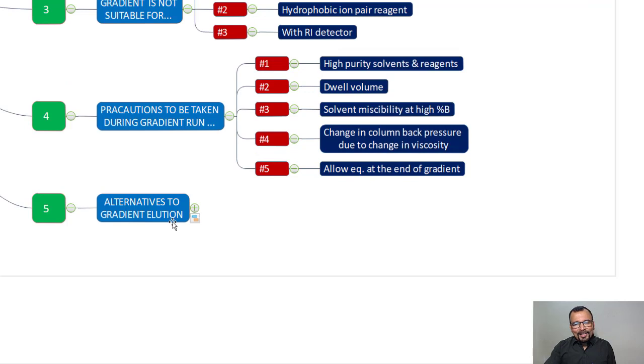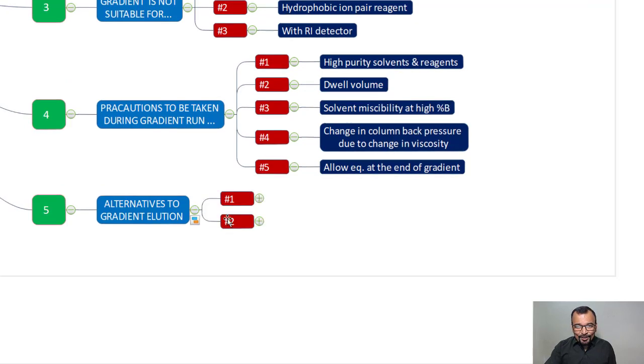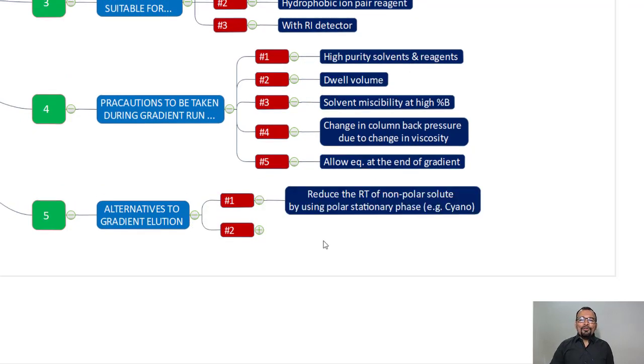Okay, in case you do not want to use the gradient elution mode, you can think of using polar stationary phases. See what happens in reverse phase chromatography: your retention of non-polar compounds will be much higher. And one challenge is what? If you really want to reduce the retention time, what can you smartly do? You replace the stationary phase from non-polar nature to a polar nature, like cyano or amino.